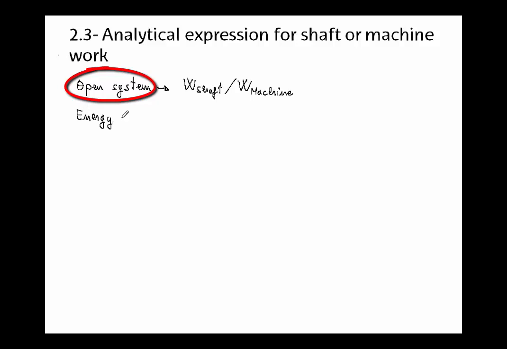Firstly, being an open system, we can apply the energy rate balance, which by mass flow rate takes this form. Q equals enthalpy variation plus kinetic energy variation plus potential energy variation plus the mentioned shaft work.